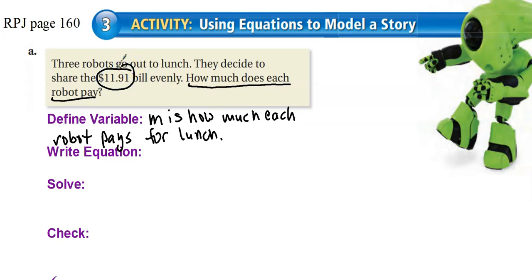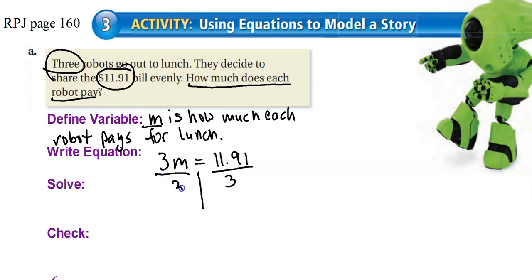So now we have to think about how we are going to write the equation if we know that the total bill was $11.91 and it's split evenly between each robot. So what I want to think about is there are 3. I'm circling the number 3. There are 3 of them. So if each one pays M, my equation is 3M equals 11.91. Now I'm going to solve. I'm going to draw my balance scale. I look at the size of the variable. I'm undoing multiplication by dividing both sides by 3. Remember that 3 divided by 3 is just a giant 1.